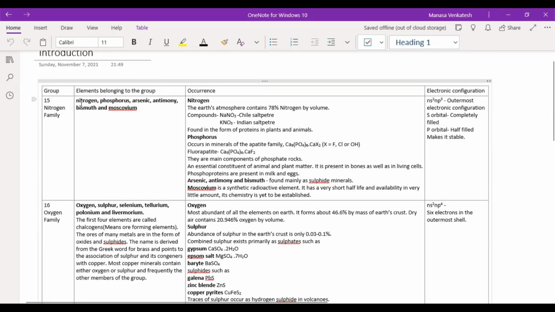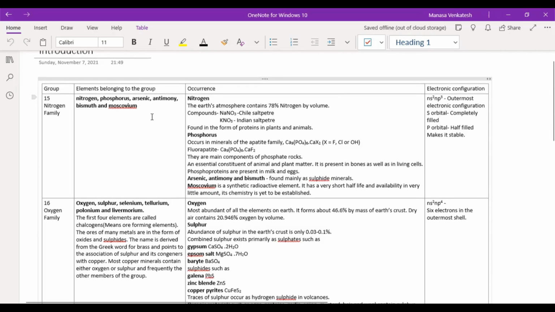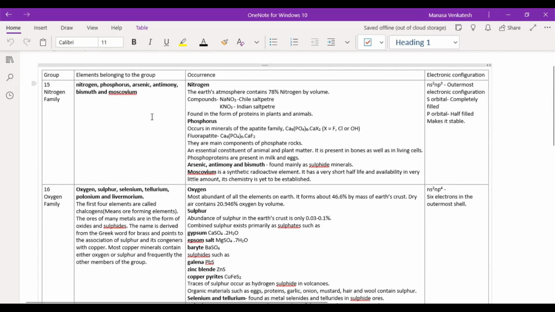It consists of the elements nitrogen, phosphorus, arsenic, antimony, bismuth, and moscovium. The electronic configuration is ns2np3. Notice we have a half full orbital in case of np3 and a completely full orbital in case of ns2. And because of this, the nitrogen family is actually quite stable because of the half full p orbital, as well as a completely full s orbital.